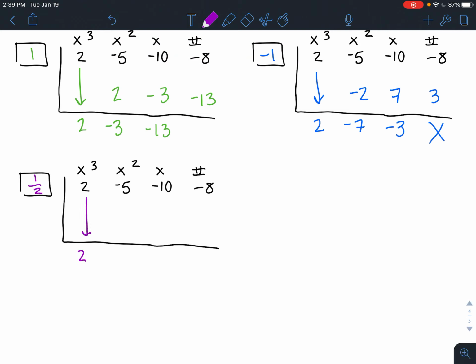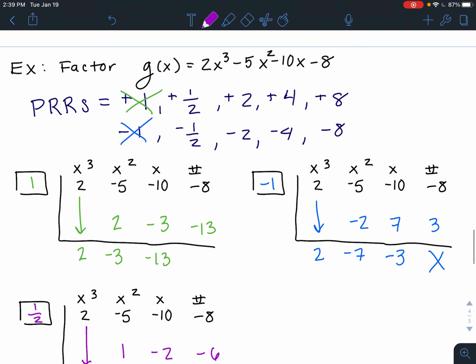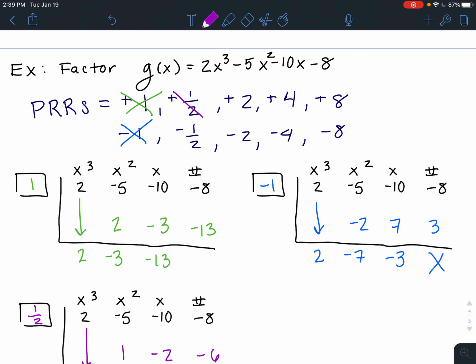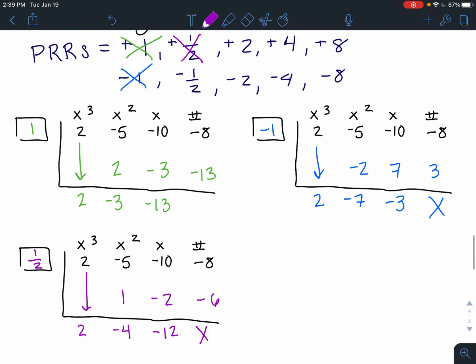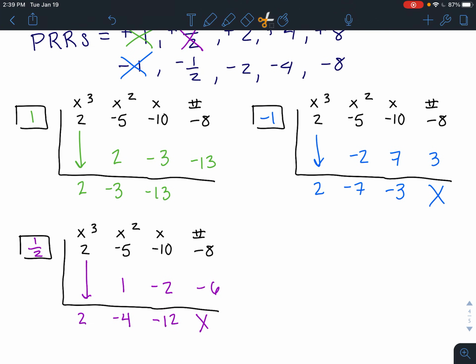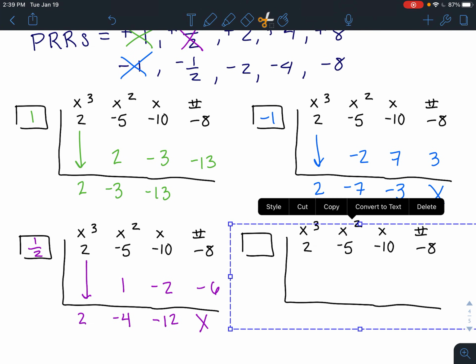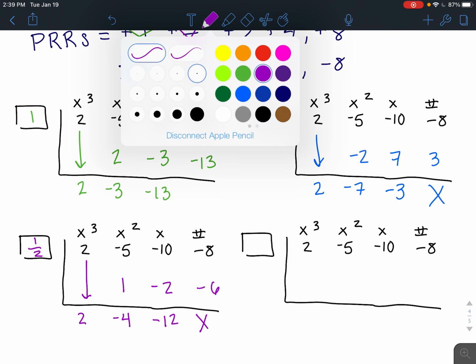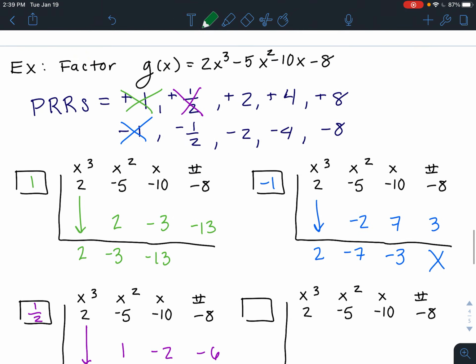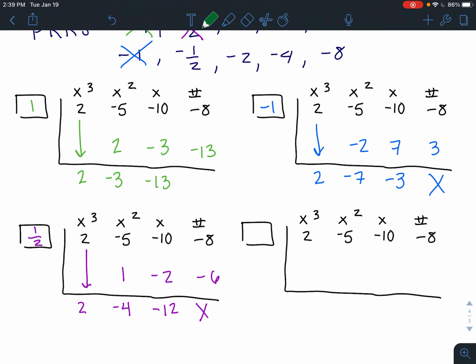Okay. So 2 times 1/2 is 1. Add down to get negative 4. Half of negative 4 is negative 2. We get negative 12. Half of negative 12 is negative 6. Okay, that doesn't work either. And then I could test negative 8, negative 1/2, right, all of those numbers. I'm just going to jump ahead, and I'm going to test 4.